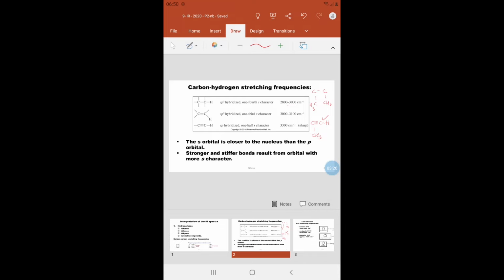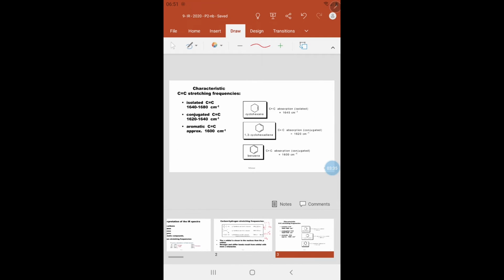But at the same time, when you have CH sp2, you must have C double bond C. When you have this, you must have this. So for C double bond C, you can check the frequency from the correlation chart. This is approximate, the peak of C double bond C is present around this frequency. There are three types of C double bond C. The isolated means you only have one double bond, and you can have two double bonds in the molecule, and you can have three double bonds as well.